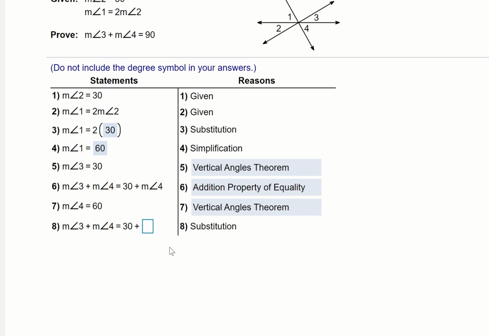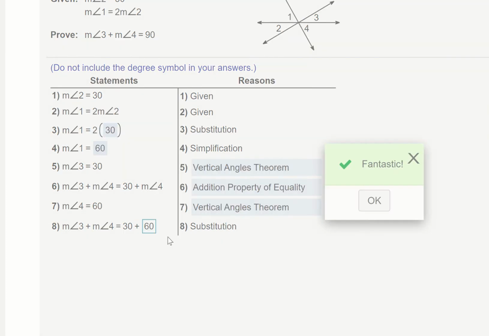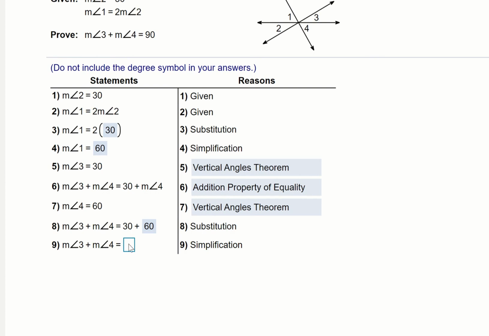All right, we're wrapping up here. So now angle 3 plus angle 4, well, we know that angle 4 is 60, so then we have 30 plus 60 by substitution. And 30 plus 60 is going to give us 90, and so our final result is that we have it equal to 90.